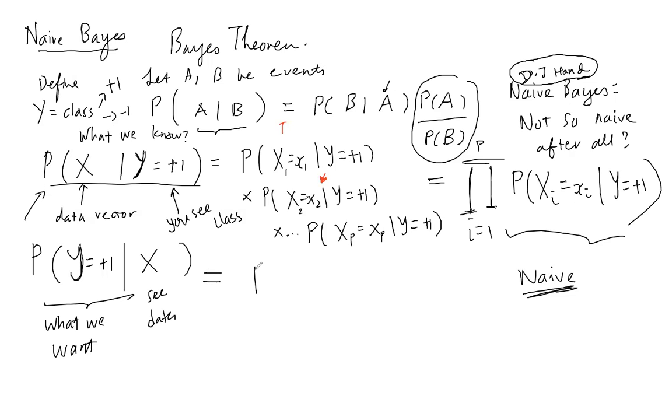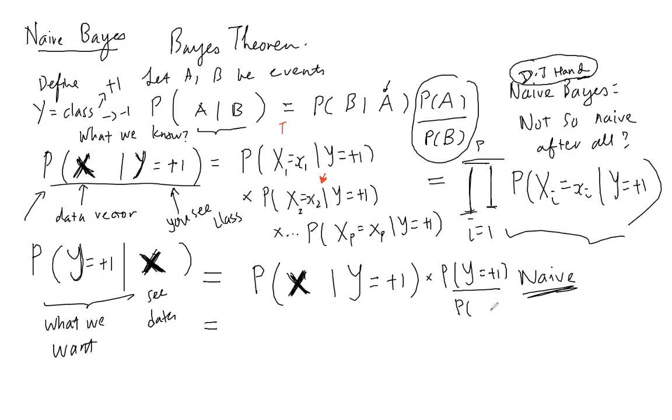Connecting it will be simple. It's a reverse conditioning. By the way, this is a vector, so it's actually a large X. So this one is multiplied by P of Y equals plus one, over P of X.